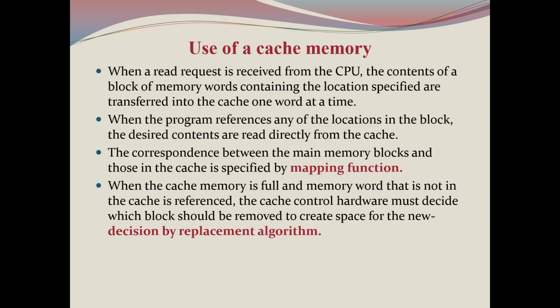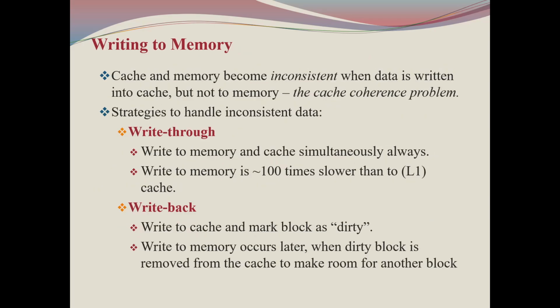When the cache memory is full and a memory word that is not in the cache is referenced, the cache control hardware must decide which block should be removed to create space for the new block, decided by the replacement algorithm. In another lecture, we will discuss the replacement algorithm. So, we understand today the different types of locality of reference, that is, temporal locality and spatial locality.